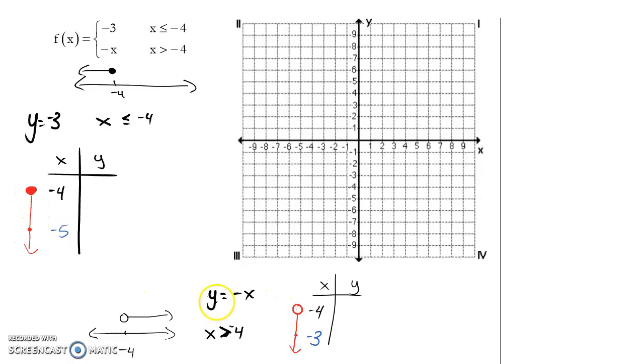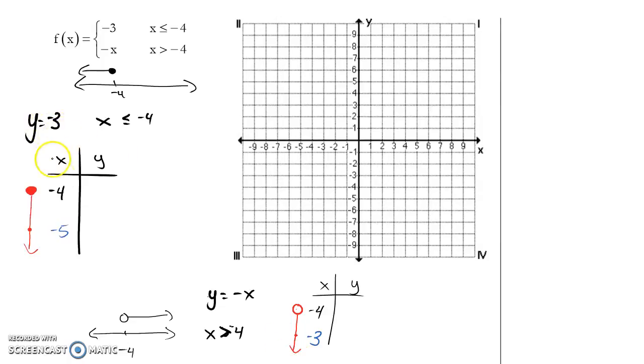For my second function, y equals negative x, when x is greater than negative 4. Negative 4, and then negative 3. That's the next number that we see in solid. Negative 4 will be an open circle. Negative 3 will be a closed circle.